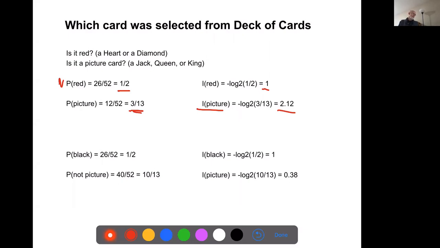Right, and again, we can do the same for black. Again, half the deck is black. And that picture is 10 to 13. So here are our values for information of those events.